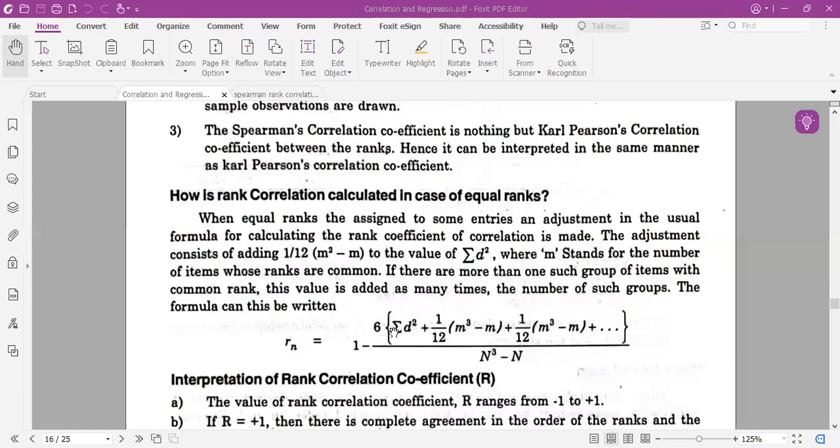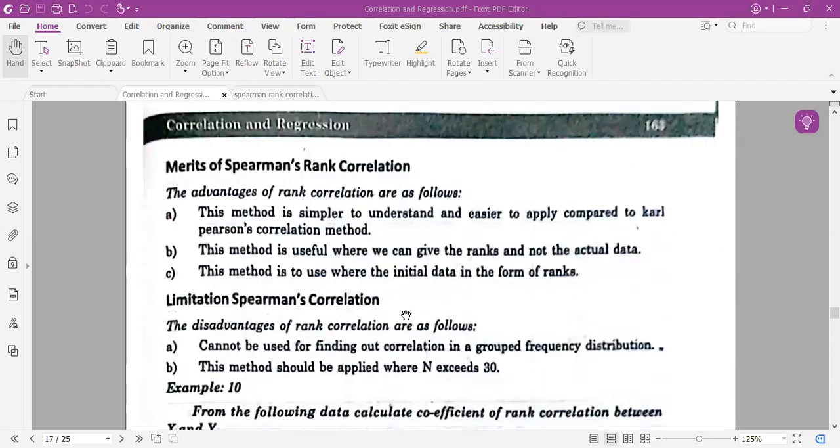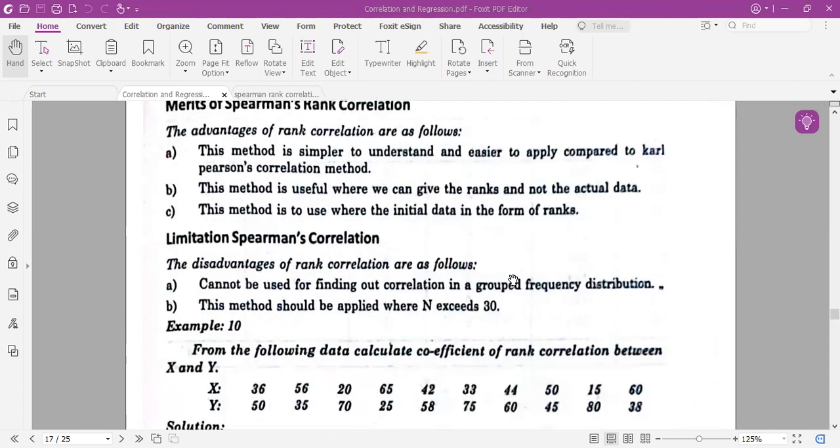So let us go to the simple Spearman's rank correlation problem. Later on I'll explain the repeated ranks. The main merits of Spearman's rank correlation are that it is very simple, easy to understand and easy to apply. The method is useful whenever ranks are given but not the values. When you have qualitative factors, quantitative factors can be converted to qualitative factors, or qualitative factors can be converted into quantitative factors by using ranks. So this method is used where the initial data is in the form of ranks.